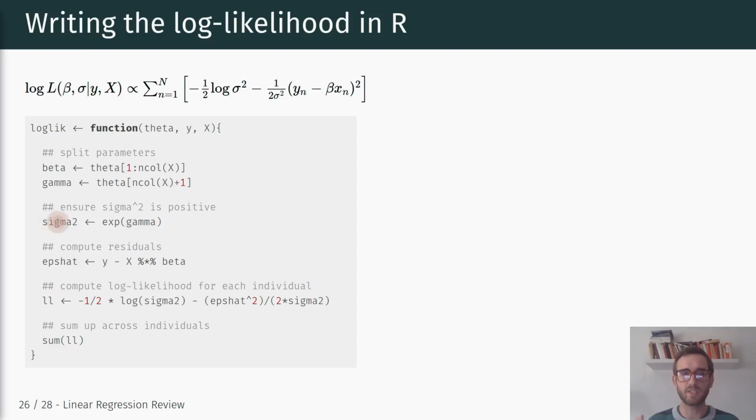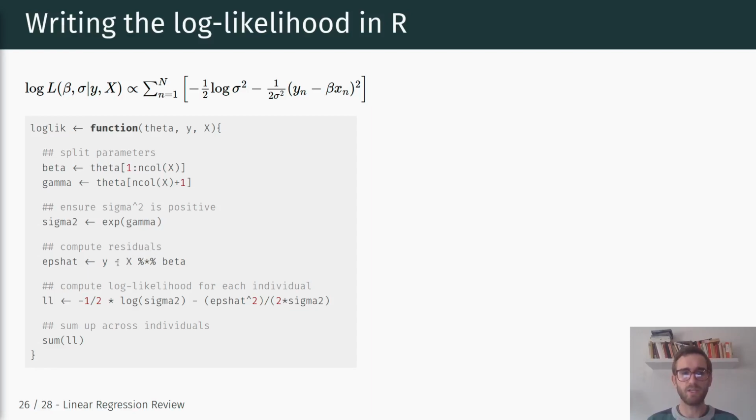So while we use sigma squared in our likelihood function, ultimately what the function will plug in is different values of gamma. These values of gamma are not constrained. They can be from minus infinity to plus infinity, but then we're taking the exponent of that gamma, so it's always a positive value, and that positive value is then used as our sigma squared, okay? So this is just to make the optimization later on work.